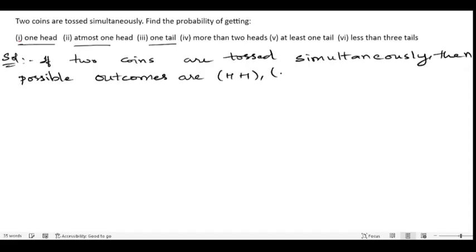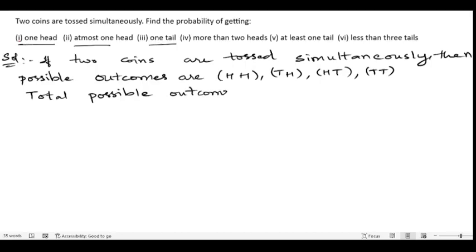So two coins means we will get two heads. Next we will get tail and head. Next head and tail, for the first coin head and second coin tail. Next we will get tail and tail for both the coins. So that means total possible outcomes is equal to 4. 1, 2, 3, 4. So these are the 4 possible outcomes.